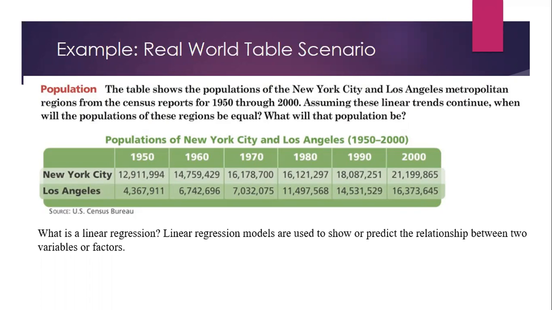On your paper, we're going to first label our two situations. New York and Los Angeles are going to be their own equations. This is going to be our Y1, and this is going to be our Y2 data.